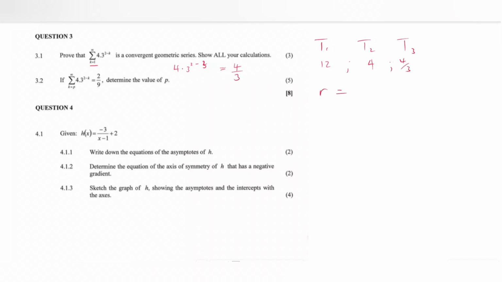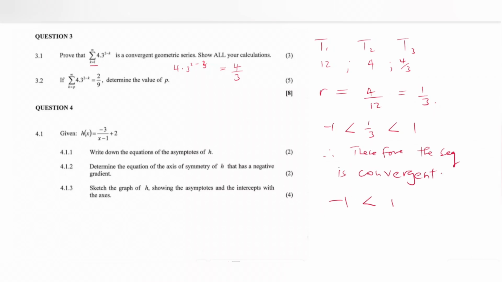So our ratio is going to be equal to T2 divided by T1. That is going to be 4 divided by 12. This is going to give us 1/3. And 1/3 is between minus 1 and 1. Remember, for a geometric sequence to be convergent, the ratio must be between minus 1 and 1. So minus 1 is less than 1/3, which is less than 1, like this. Therefore, the sequence is convergent. Why? Because minus 1 is less than r, which is less than 1, like that. So this is how you can prove it.